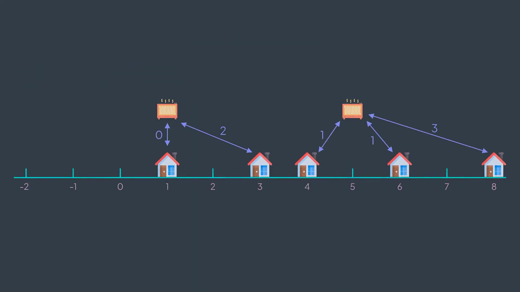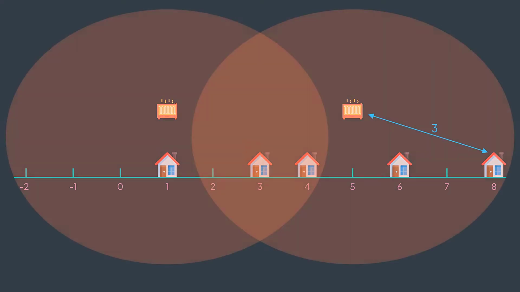Let's try it with our example. House at position 1, its closest heater is the heater at position 1, the distance is 0. House at position 3, its closest heater is at position 1, or the one at position 5, same distance, which is 2. House at position 4, its closest heater is at position 5, the distance is 1. House at position 6, the distance is 1. House at position 8, the distance is 3. We got all the distances, the maximum among them is 3, so 3 is the smallest possible radius to cover all the houses. Any smaller radius won't be enough to cover the house at position 8.